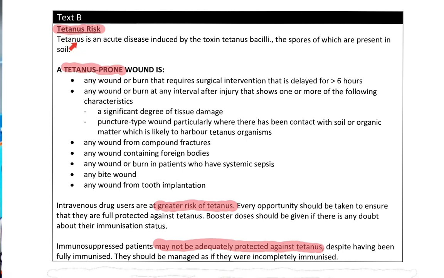Text B is about tetanus risk. Down here we have a tetanus prone wound is, and all of this is tetanus prone wound. So prone means risk. Then we have greater risk of tetanus. We also have here may not be adequately protected against tetanus. So all I'm trying to pinpoint is that this text is focused on risk of developing tetanus or prone to tetanus. Okay, so you can label the text as risk. If the question focuses on risk, you can come to this text and get your answer.